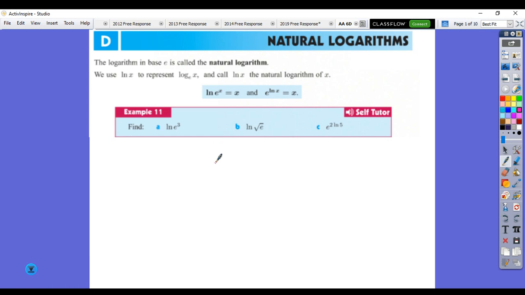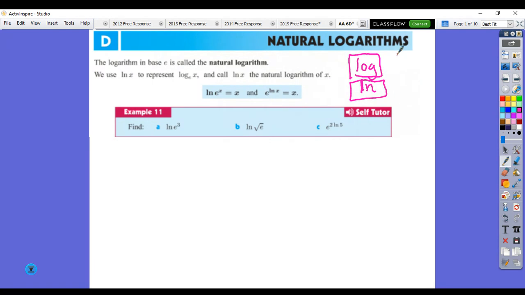All right, so with logarithms, probably one of the most important pieces is natural logarithms. On the calculator, you've got log, you also have ln. Now, this is natural log. I don't know why it's backwards, but it just is. So log is base 10 and ln is base e.